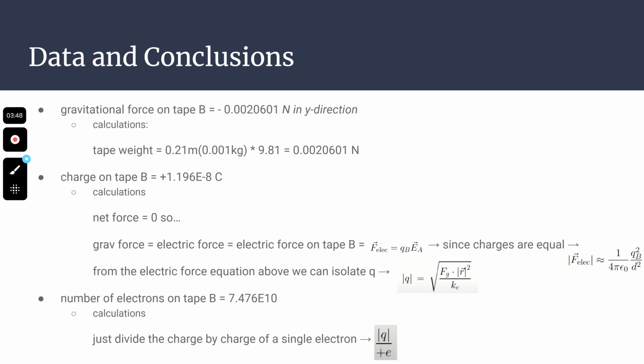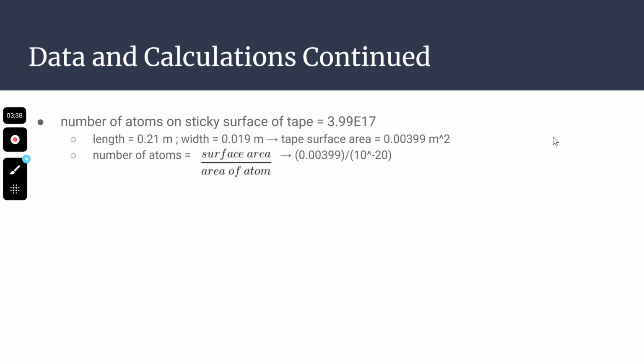Then, to calculate the number of electrons, we would just divide the charge by the charge of an electron, in which you'll get 7.476 times 10 to the 10th. Lastly, to find the number of atoms on the sticky surface of the tape, we would just take the surface area and divide that by the area of the atom. So we would do length times width divided by the area of the atom, in which you get 3.99 times 10 to the 17th, and you can see the calculations with numbers below.